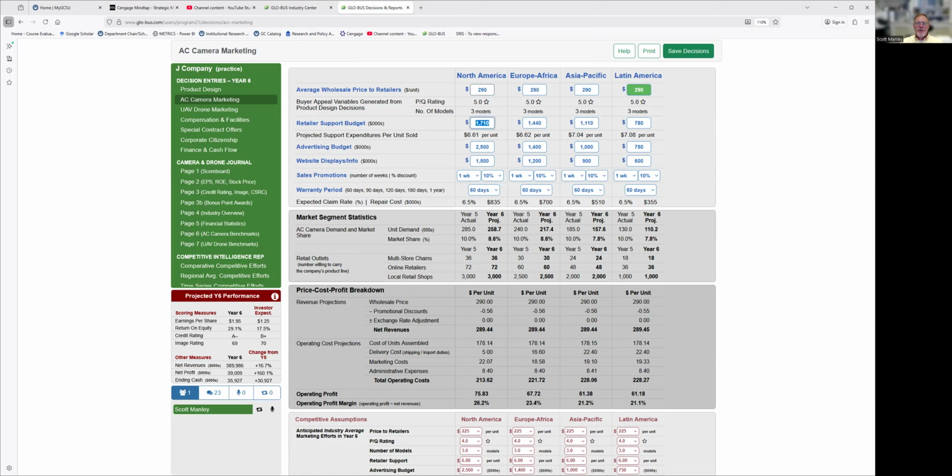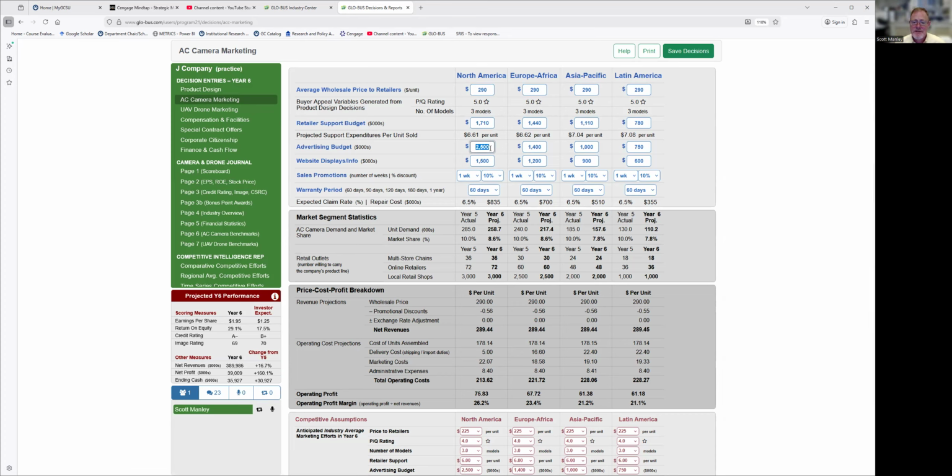Okay. So for product, our projected support expenditures per unit sold. Last year, the industry average was at $6. I think I probably want to increase that and make it a little bit more. But before I do that, I'm going to increase my advertising budget.